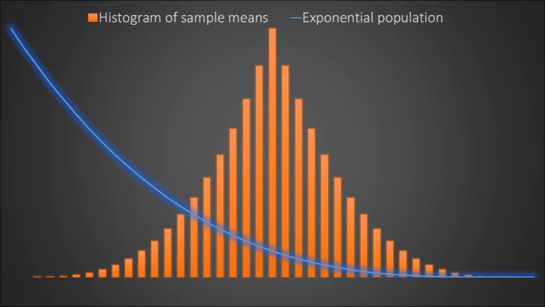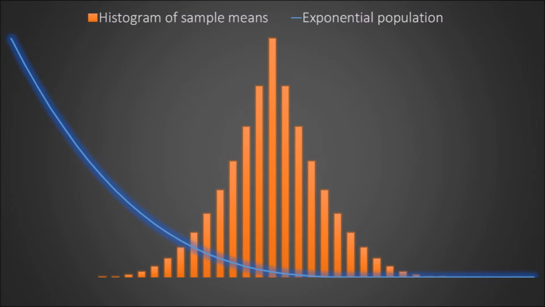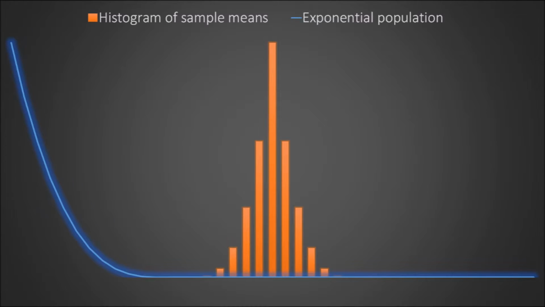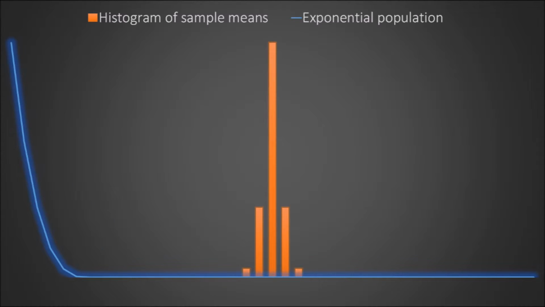You'll then see that if you continue to increase the sample size, the distribution's tails get shorter and the data is much more concentrated around the mean.